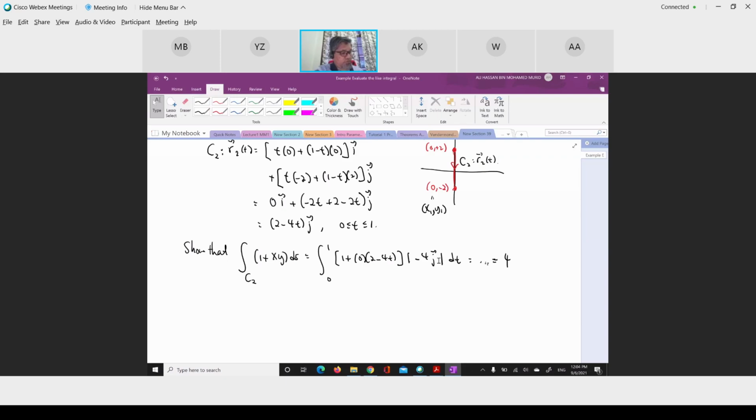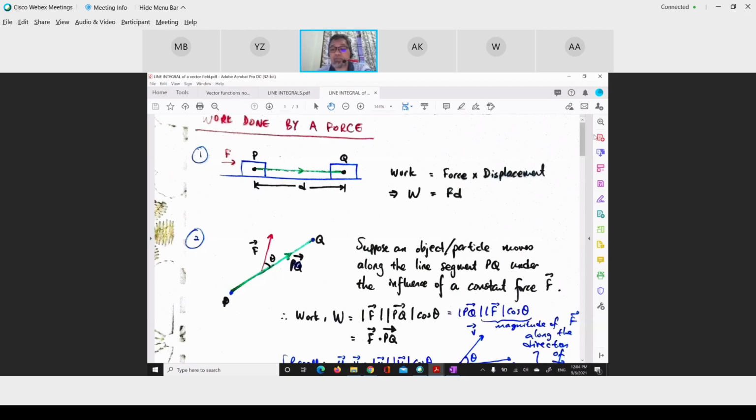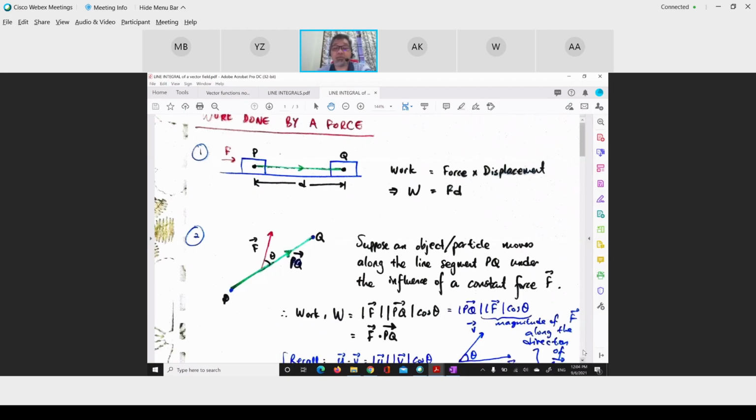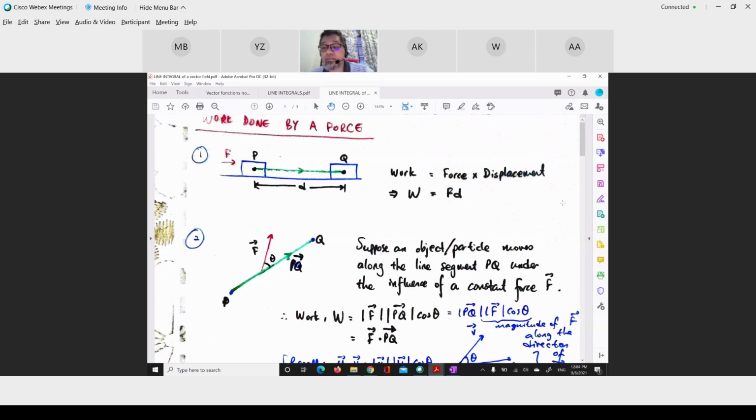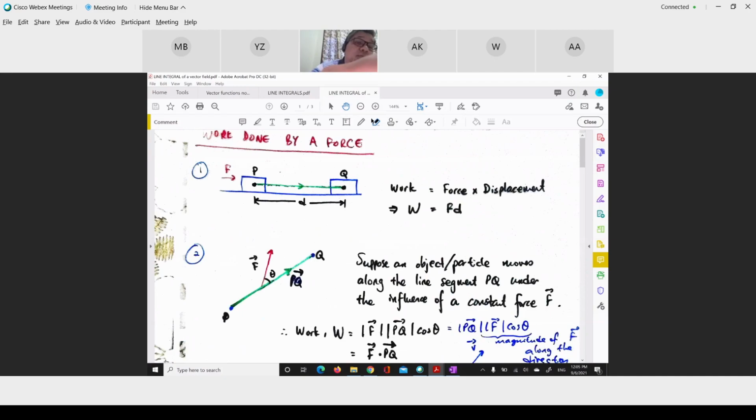So now let's move on to another topic: the line integrals of a vector field. I want to introduce that through one application, the work done by a force. This is W, the work done by a force.